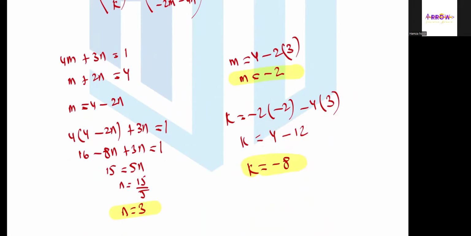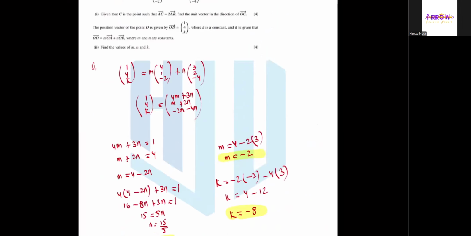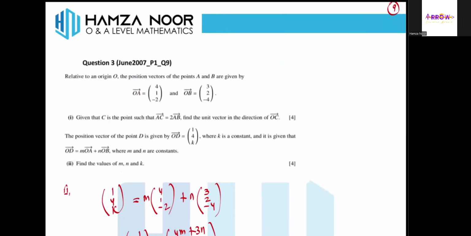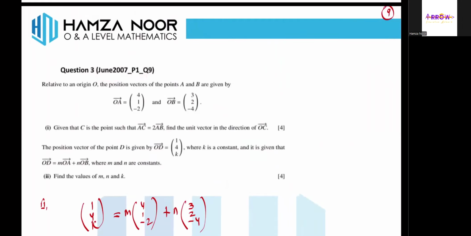So in this way, we have found the values of m, n, and k. This was the solution of this complete question. Now let's move on to the next one.